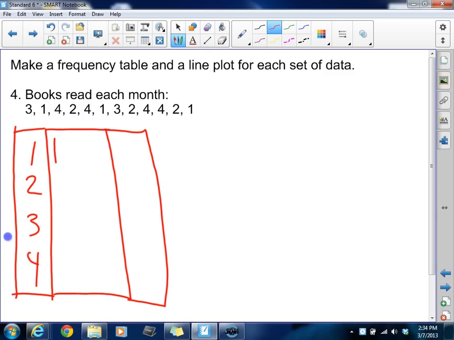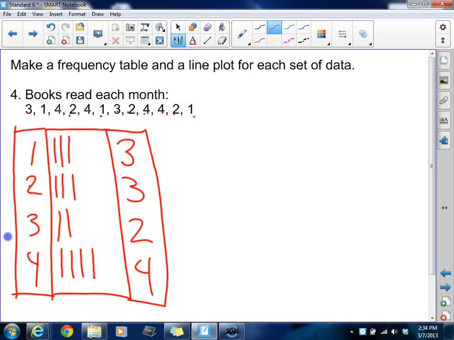So here I have 1, 2, 3. So I have 3 ones. So my frequency is going to be 3. Now my next one, 2s. Okay, so 1, 2, 3. So I'm also going to write 3. All right, now let's do our 3s. So I see 1, 2 3s, and then finally 4. So 1, 2, 3, and then 4. And so there you go. I have my frequency table right there.